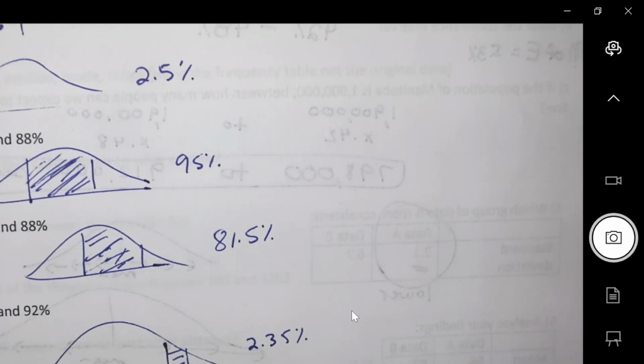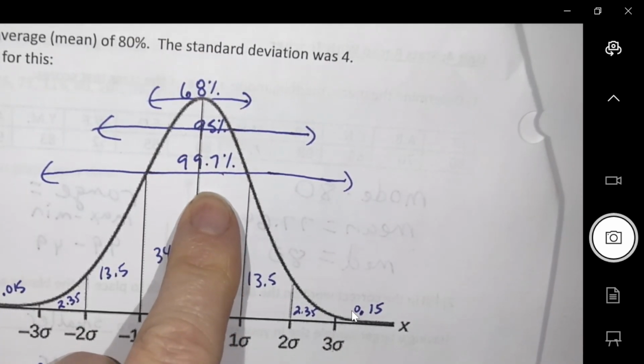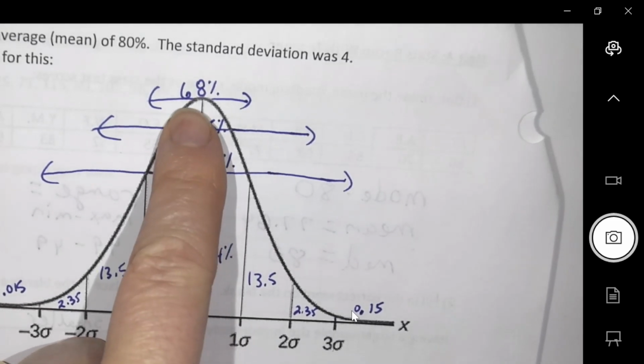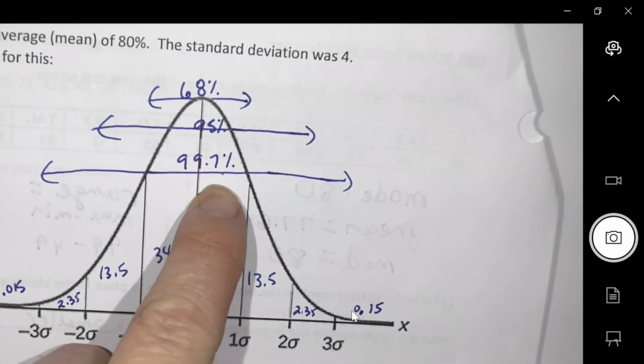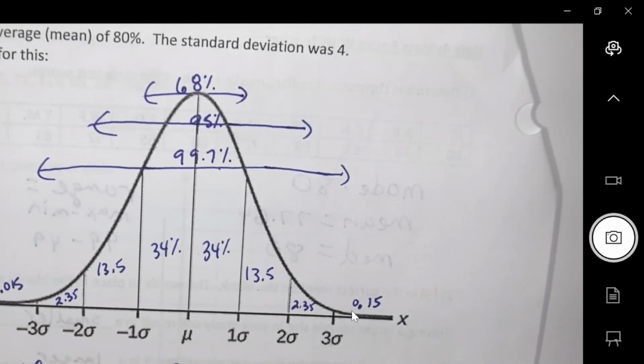So your test says on the instructions, use the rules of 68, 95, and 99.7 to answer the following questions. So that's the instructions on your test. When I say use the rules of 68, 95, and 99.7 to answer these questions, boom, go to that sheet.